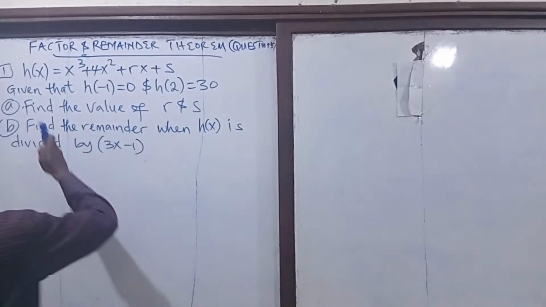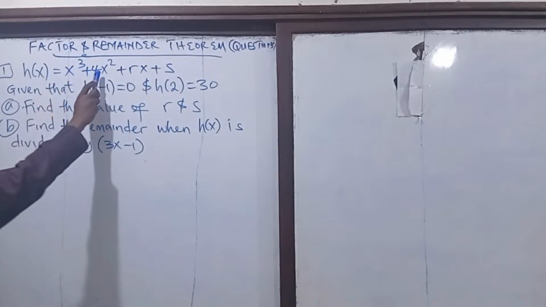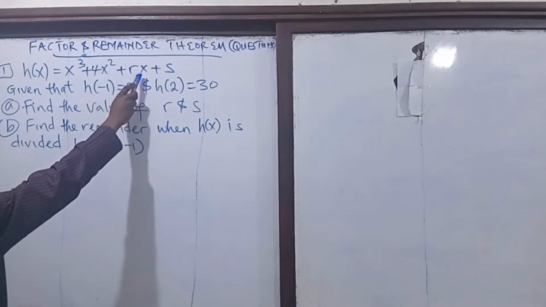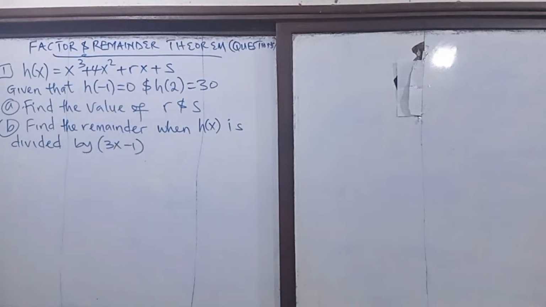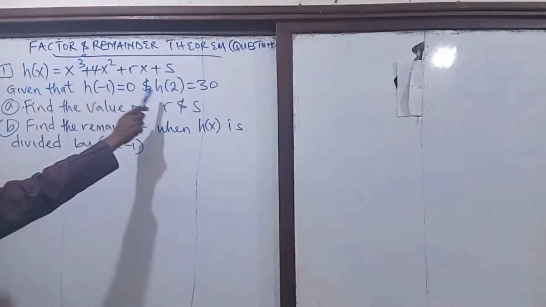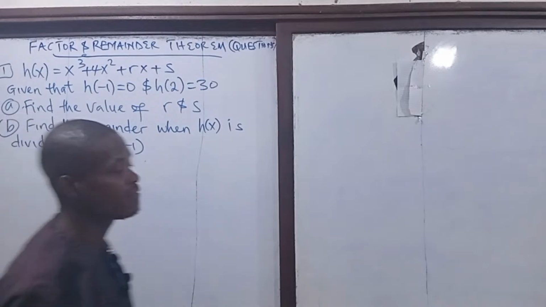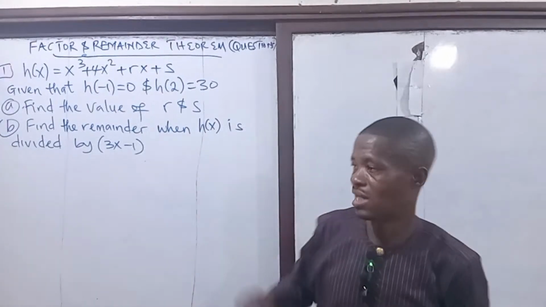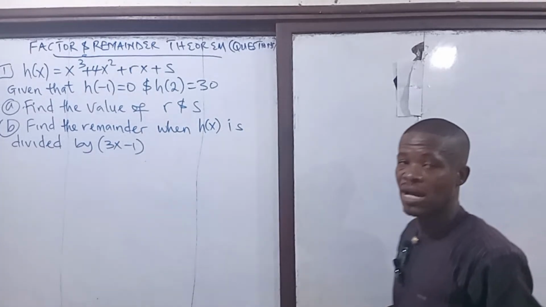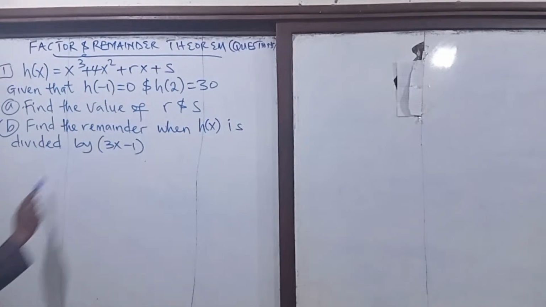We have h of x equal to x cubed plus 4x squared plus rx plus x, given that h of minus 1 is 0 and h of 2 is 30. A. Find the values of r and x. B. Find the remainder when h of x is divided by 3x.